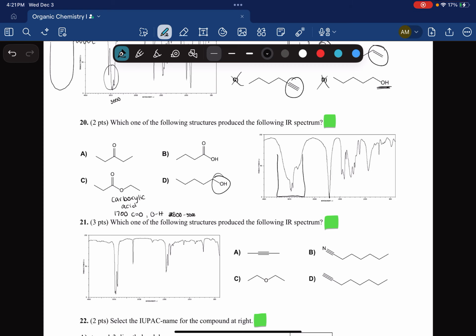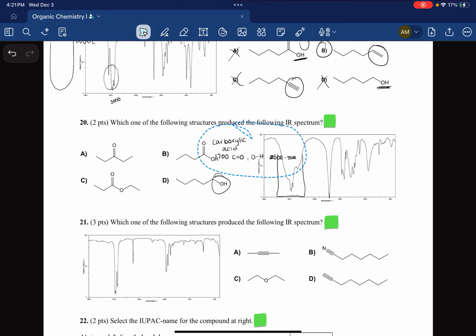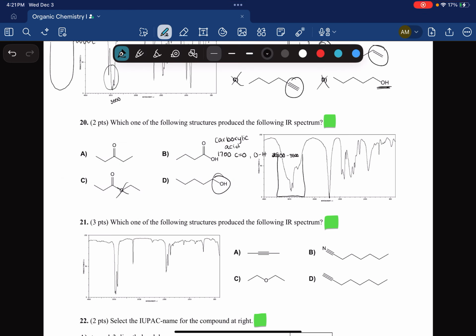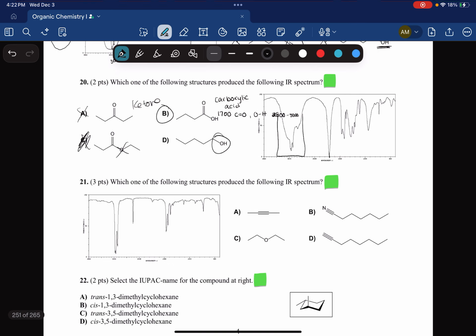Which is this guy over here. I don't know why I read that as an OH. That's not a carboxylic acid. And this is just a ketone. Also not what we're looking for. So our answer choice is B. Just looked down away from my IR chart and saw whatever madness I was looking at.